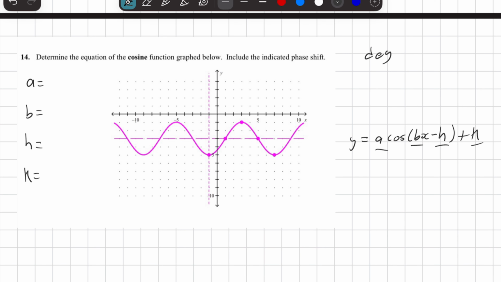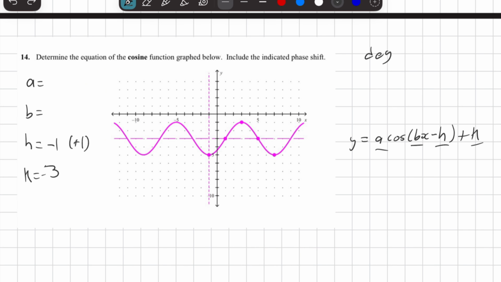I like to start with my h and k because it's easy to see by the way that the y-axis is moved over and the midline is moved down. So we can start with that. Our midline was moved down 1, 2, 3. So we know our k is negative 3. And our y-axis was moved over 1, so we know that it is negative 1. But when we write it in the equation, it has to be positive 1 because we have the negative sign here. So it flips the sign.